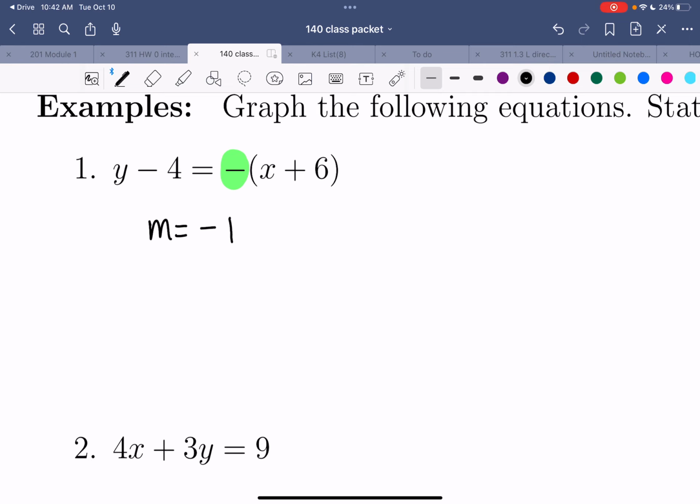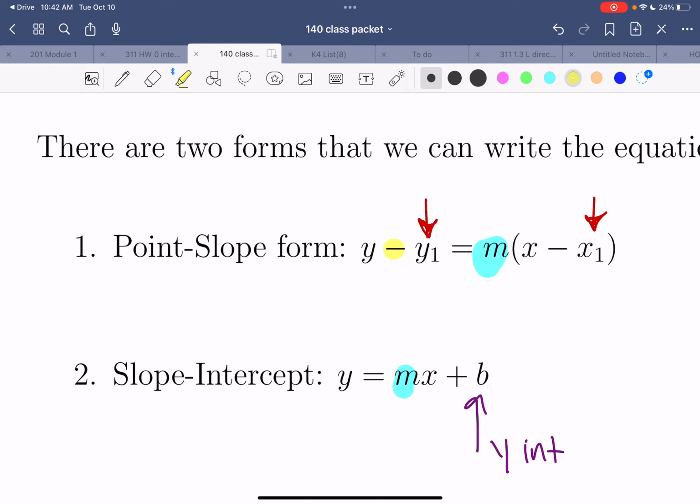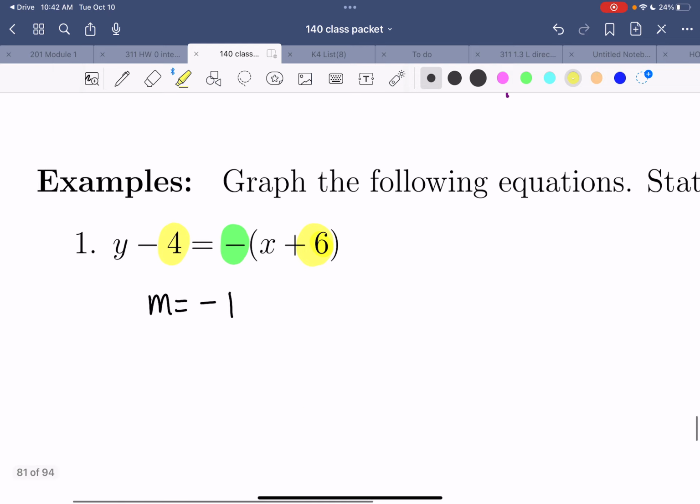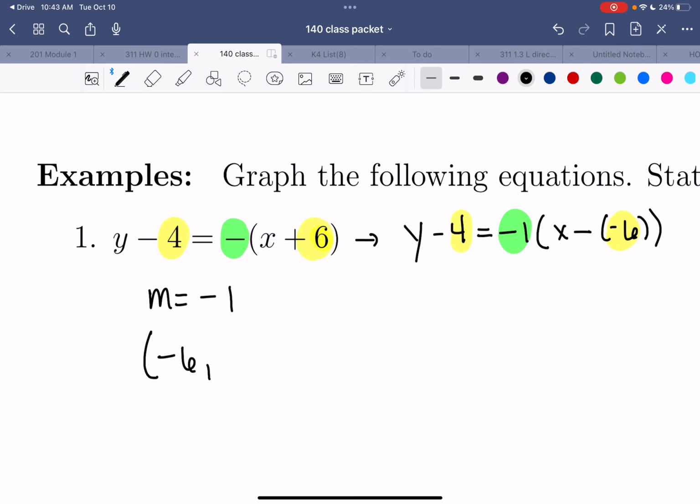Then our point, we use the x and the y value. So this one and this one is the x value. Now be careful here, because just like in the circle, these negative signs are built into the form. So in order to find my x value here, I need to write it with a minus sign. So y minus 4 is equal to -1 times x minus -6. Okay, that way, if I distribute the negative, that's the same as +6. And now you can see my slope is -1, and 4 is my y, -6 is my x. And so that means the point here is -6, 4.